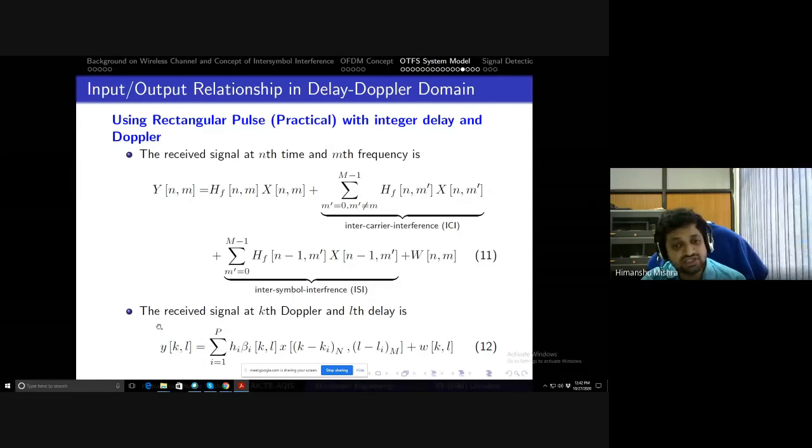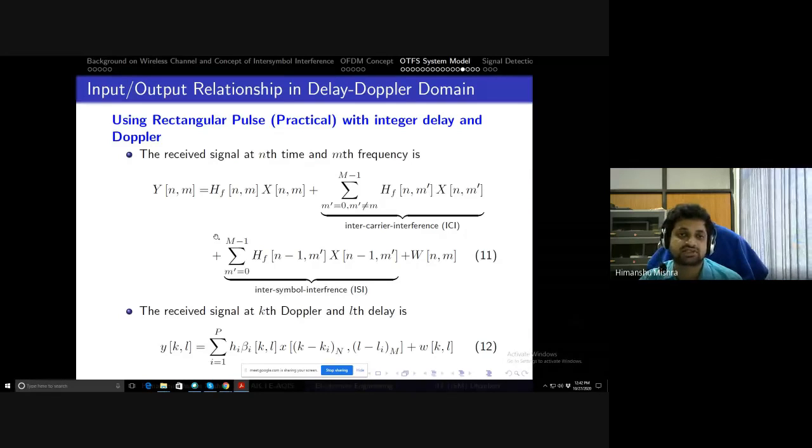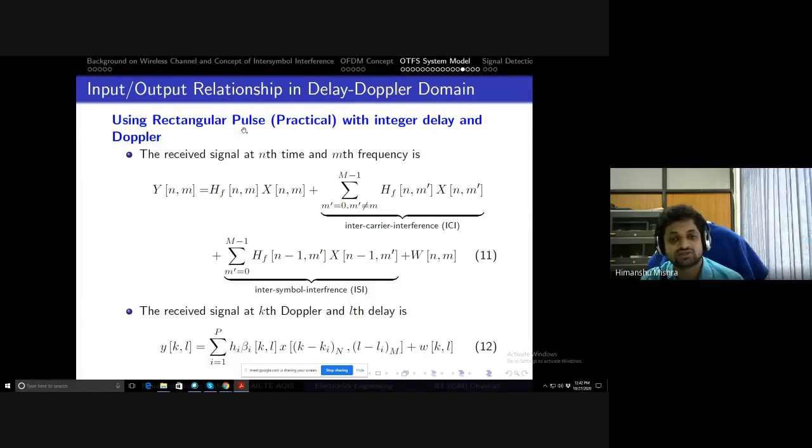However, if you see in the delay Doppler domain, practically we are using a rectangular pulse. In practice, we don't have an ideal pulse. The ideal pulse is just an ideal concept. Practically, we always have a practical pulse. We have to use rectangular or raised cosine, whatever pulses are available. So we have to use that.